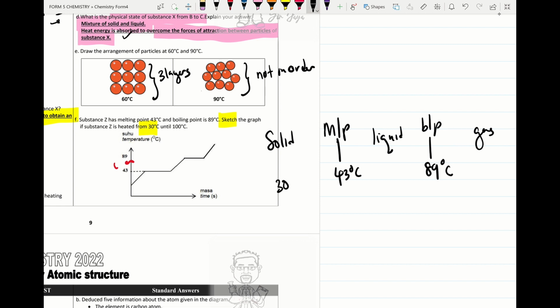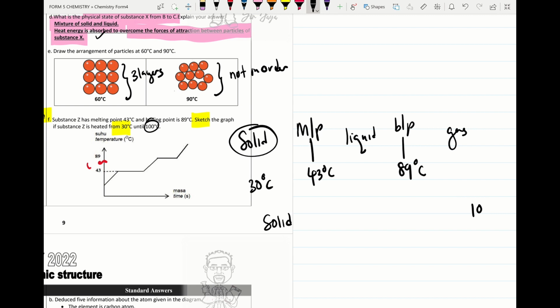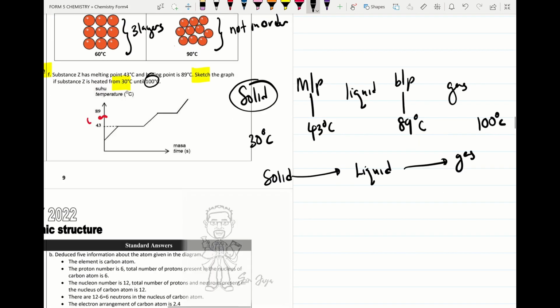So where is the 30 degrees Celsius? That means the substance Z is heated from solid. Alright, so I put here heated from solid until 100 degrees Celsius. So 100 degrees Celsius is somewhere here. That means the substance is heated from solid until liquid, and liquid goes to gas. So we have two states here.